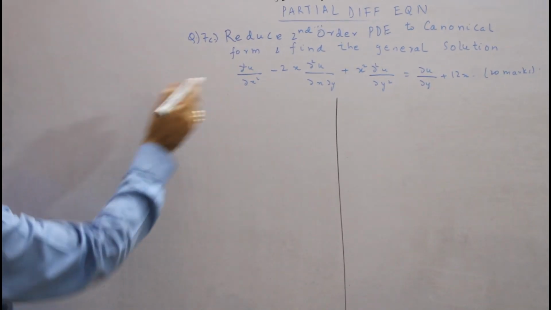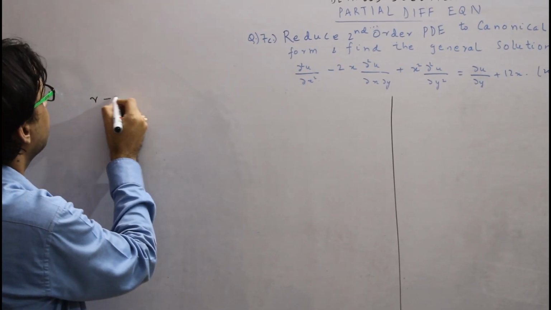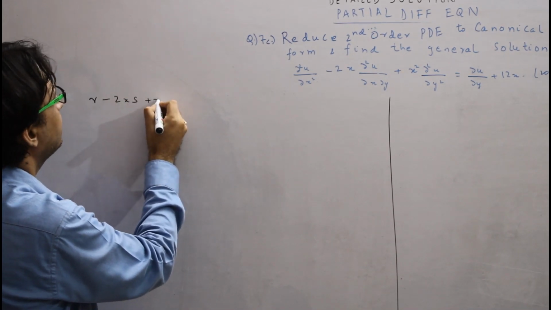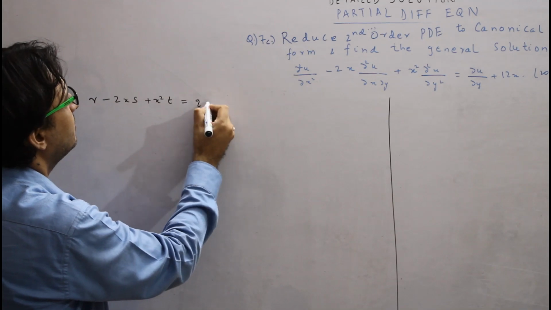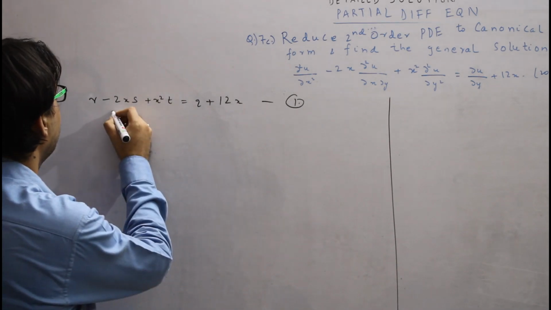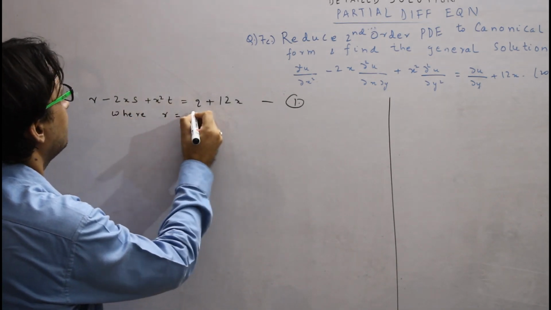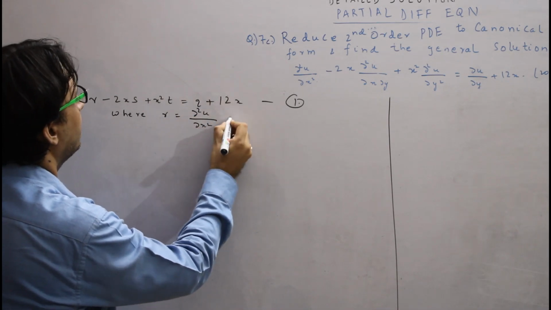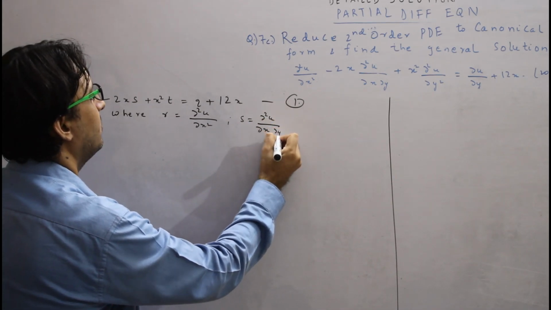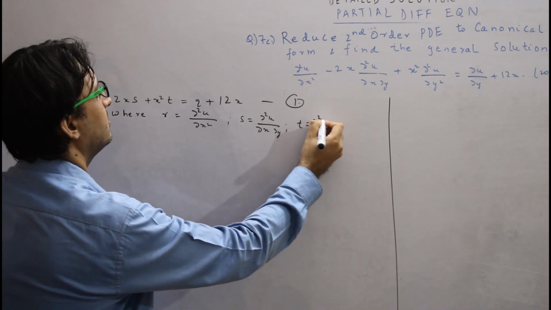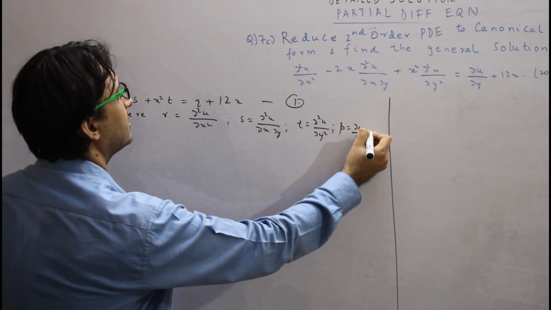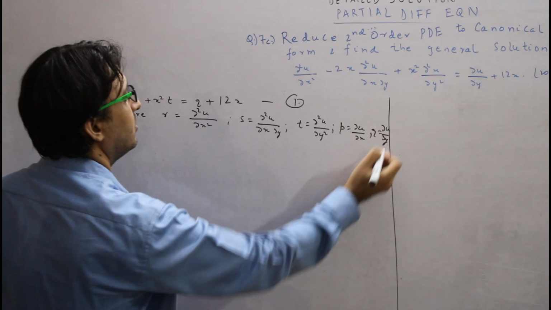So we write over here in the standard form, that is small r minus 2x small s plus x square t is equal to q plus 12x. If we call this equation 1, where r is equal to ∂²u/∂x², small s is equal to ∂²u/∂x∂y, t is equal to ∂²u/∂y², p is equal to ∂u/∂x, and q is equal to ∂u/∂y.